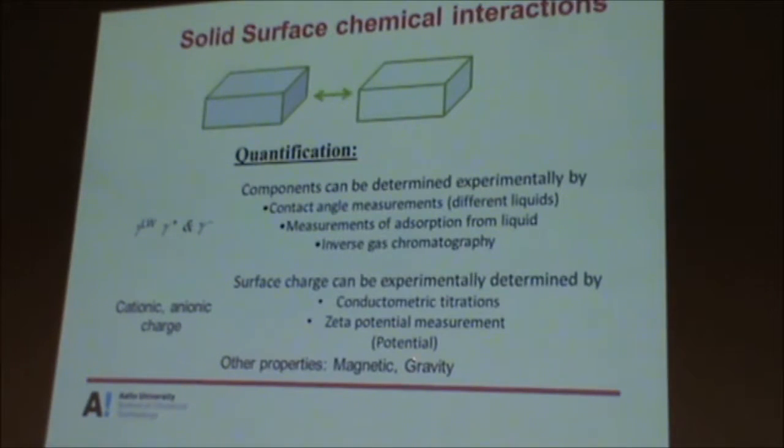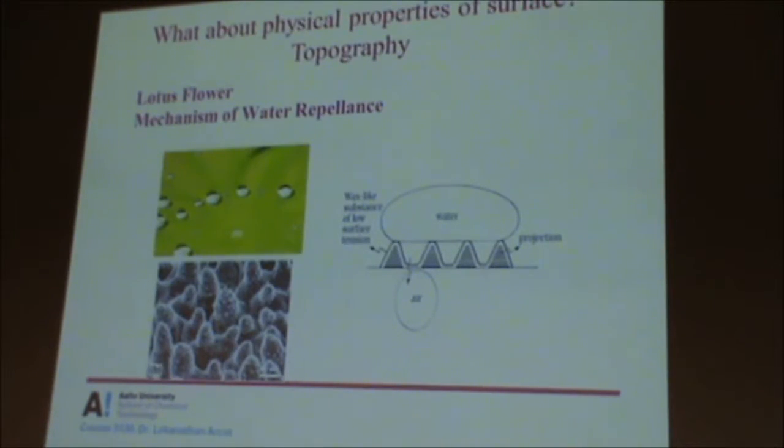Even some other properties that are important are magnetic and gravity. Now we have seen how the chemistry of a surface, in terms of van der Waals interaction, electron donor, and electron acceptor, affects surface energy. Now let's also see how a physical property of a surface decides surface energy.